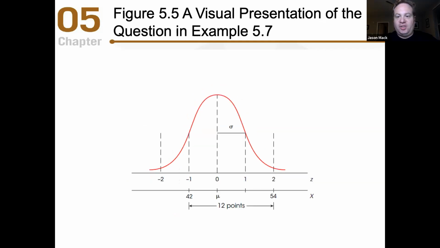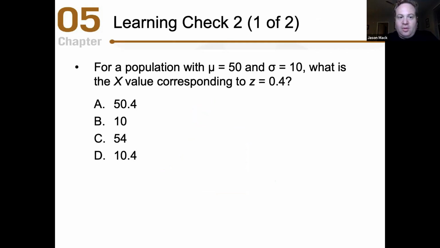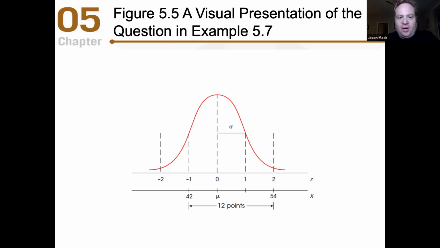So, Figure 5.5 is a visual representation of the question of Example 5.7. The 12-point distance from 42 to 54 corresponds to 3 standard deviations. Therefore, the standard deviation, S, is equal to 4. Also, the score X equals 42 is below the mean by 1 standard deviation, so the mean must be equal to 46. And just a note, when you see this, the mean is usually a population, and then capital M is usually a sample, in terms of what the notation looks like in statistics.